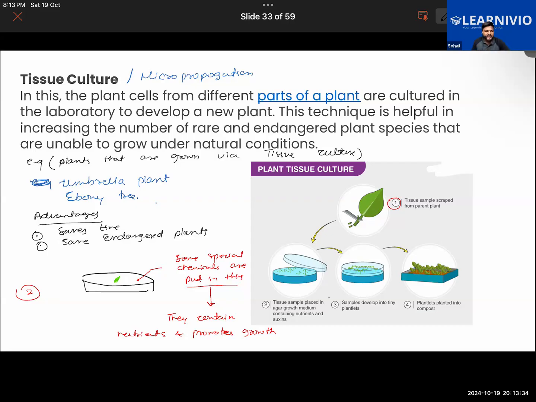Apart from these, there are several other importances of this. We can grow plants that will be disease free, free from disease and the different kinds of viruses. So disease-free plants can be grown by this method.